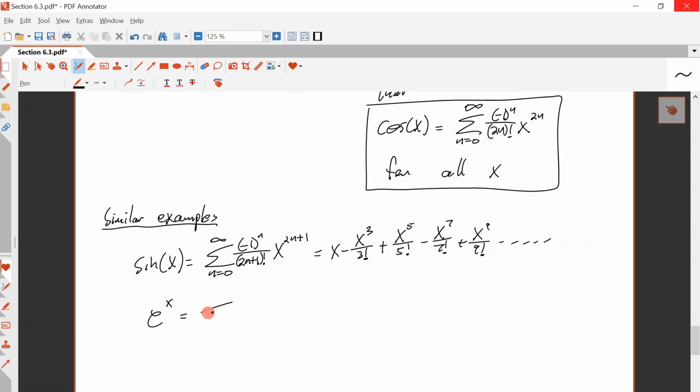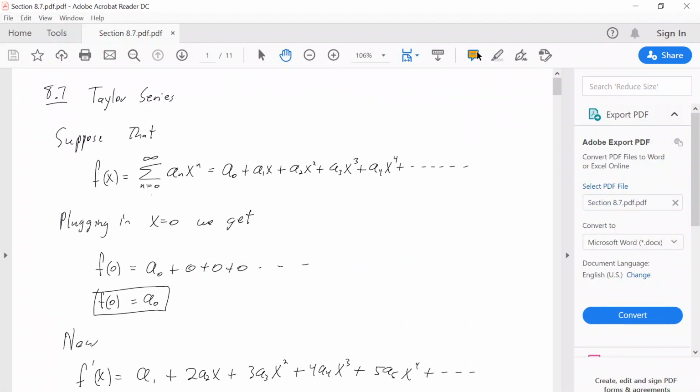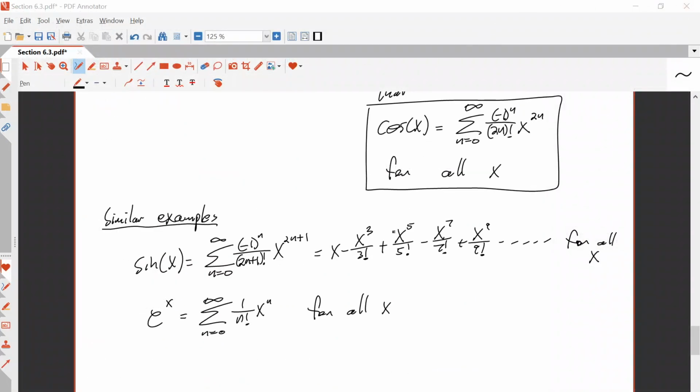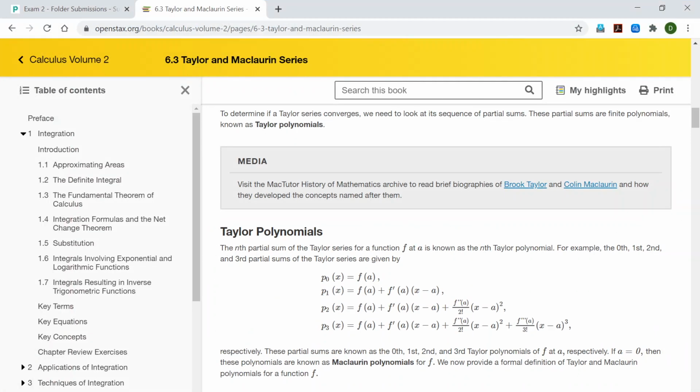e to the x is the sum n equals 0 to infinity 1 over n factorial, just positive 1, x to the n. This is for all x. This is for all x. e to the x, sine x, cosine x. Other examples, here we are.